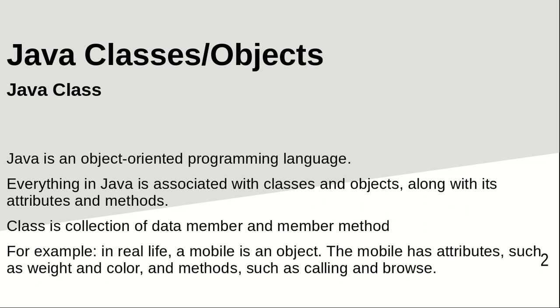For example, if I use a mobile as an object, then there is a list of attributes that are specified for the mobile object. For example, we can use weight and color. These are the attributes for the mobile. And methods mean the behavior of that object. We can use the mobile for calling purposes, and we use the mobile for browsing purposes. So these are the behaviors of the object.